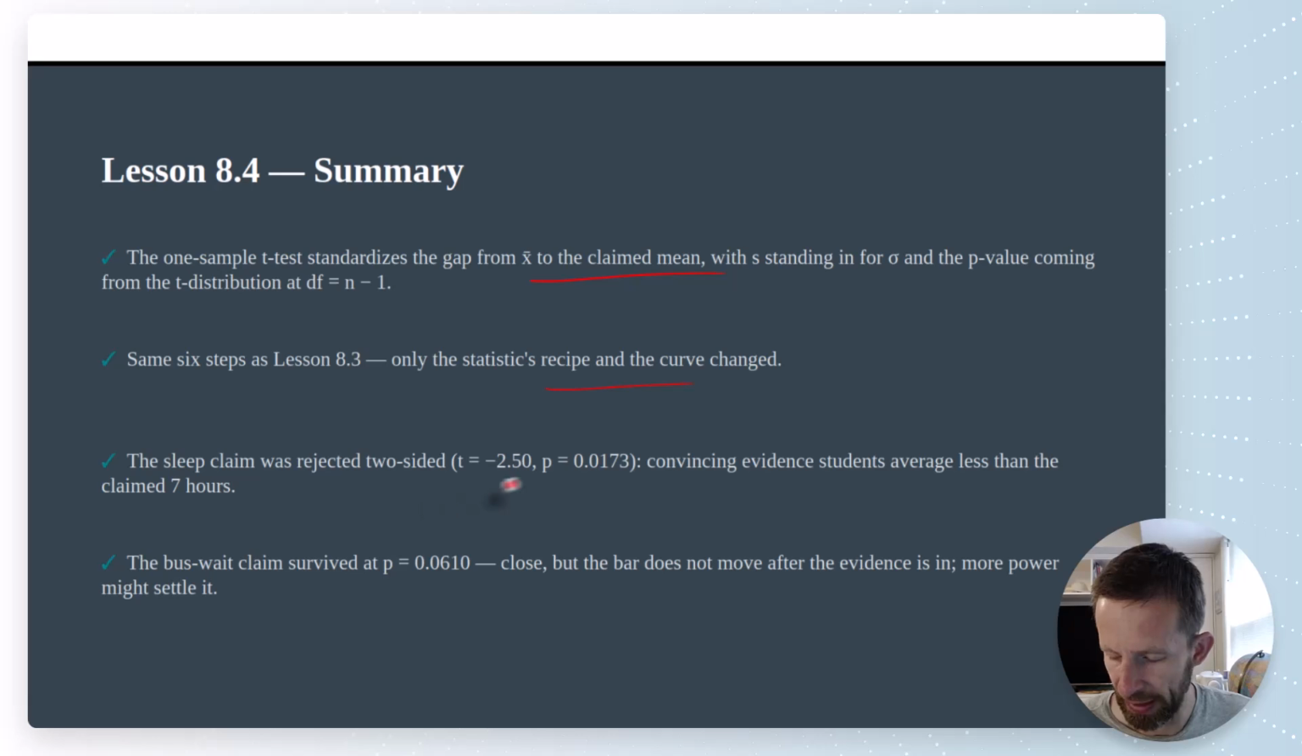The sleep claim was rejected because of the small p-value, but the bus claim we failed to reject because of the big p-value. The bar does not move enough after the evidence is in. More power might settle it. And that is lesson 8.4.